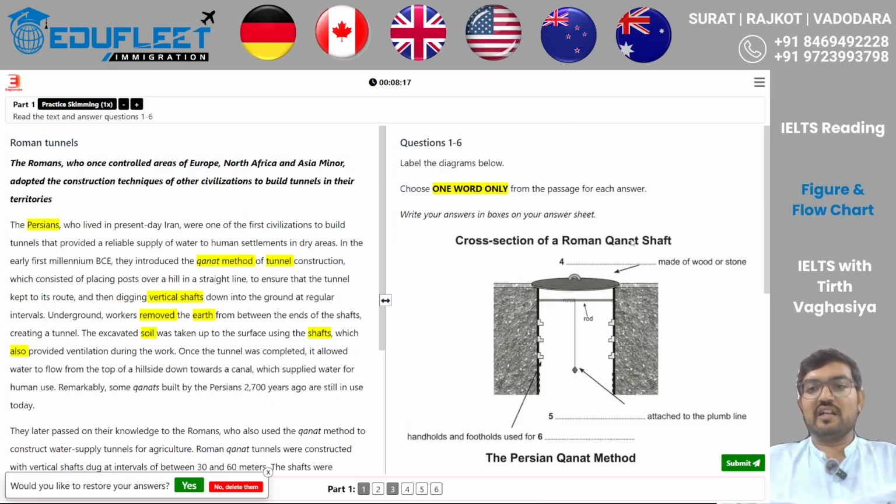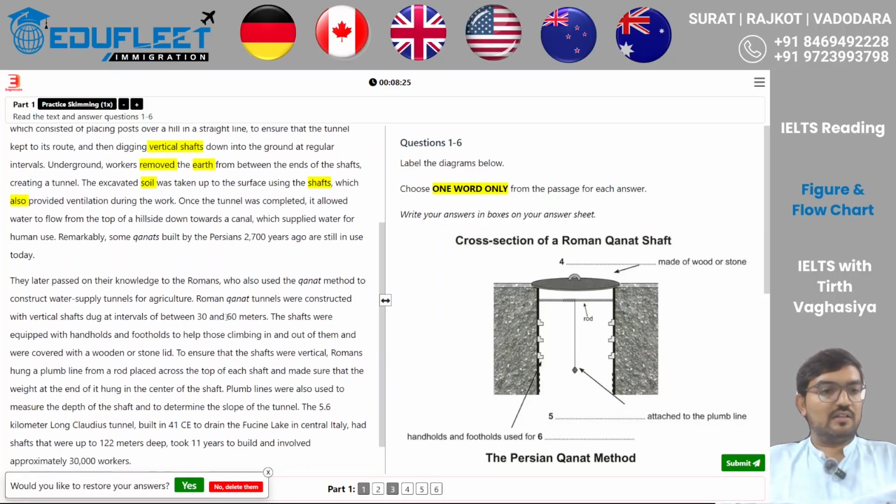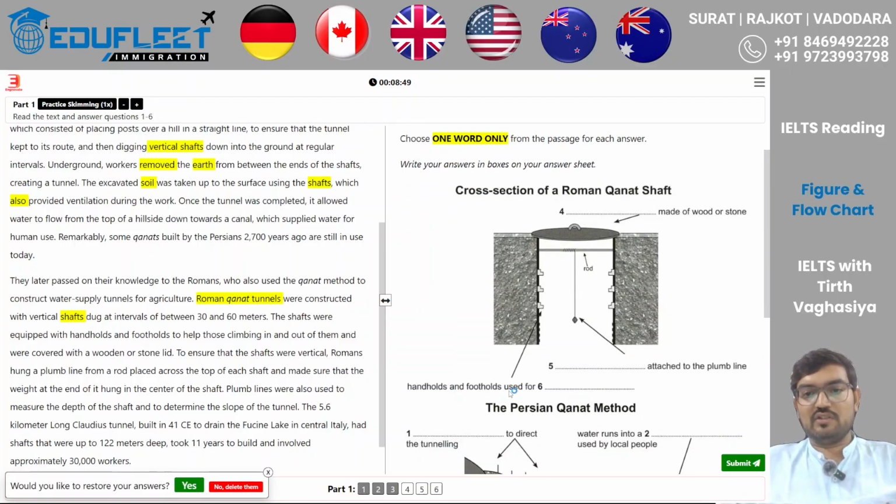There is a cross section of Roman canal shaft. Okay, we are clear. So there has to be something about Roman canal shaft. Let's try to look for that. Okay, shaft is here. Do we see anywhere Roman? Okay, Roman canal. We got that. What else is given? So this is your vertical shaft. Within that shaft, there are some arrows, right? What are these? Handholds and footholds used for something. So these handholds and footholds are used for some purpose.